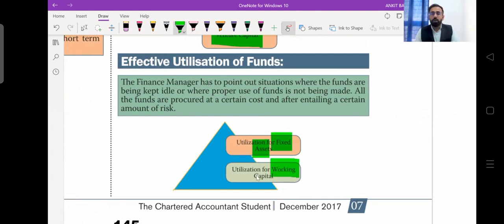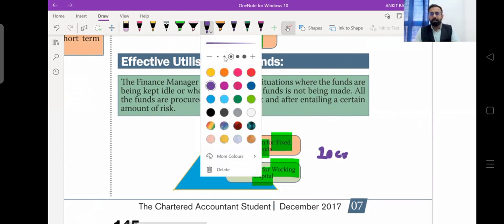And second is working capital. Right now, I have given you an example in the previous session that you have raised 10 crore rupees, maybe by borrowing from a bank, or maybe by issuing equity, or maybe it is your own fund. Now, where will you be investing this money?